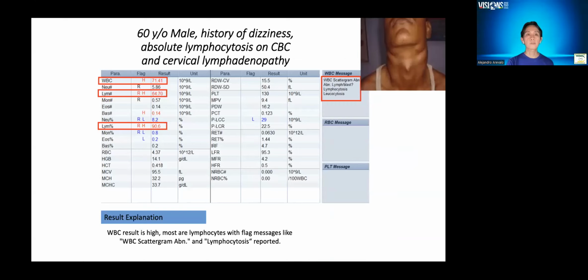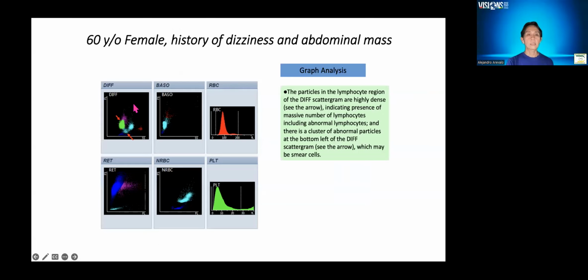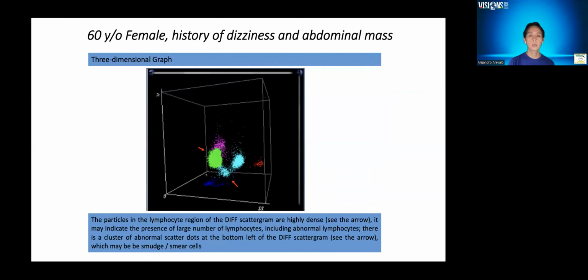Another case comes from a 60-year-old male who presented with anemia, dizziness, absolute lymphocytosis, and cervical lymphadenopathy. As you can see here, the histogram shows a prominent lymphocyte, a dense homogeneous population or event in the lymphocyte gate. Okay. Now, under that, you would see some events that might probably represent some smudge cells or basket cells.